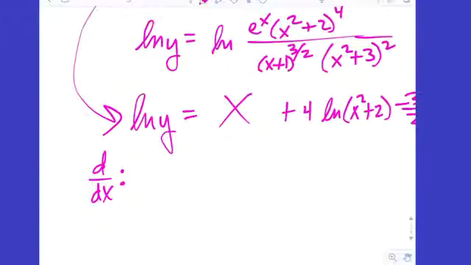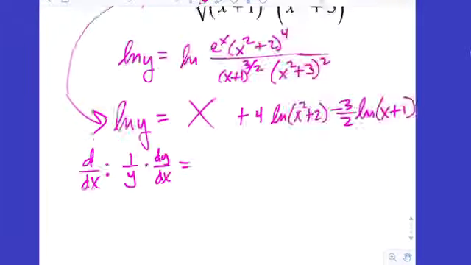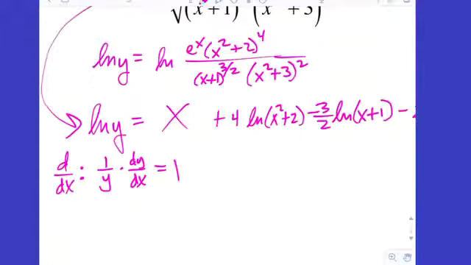What would be the derivative of the natural log of y then? 1 over y times the chain rule, dy dx. Good. Good, good, good. Equals, what's the derivative of x? 1. Sweet. Plus, 4 goes along for the ride.